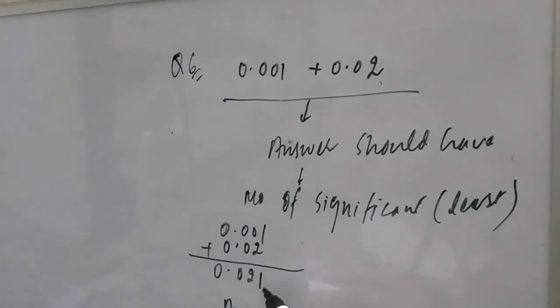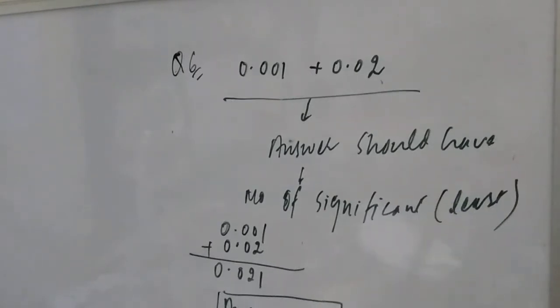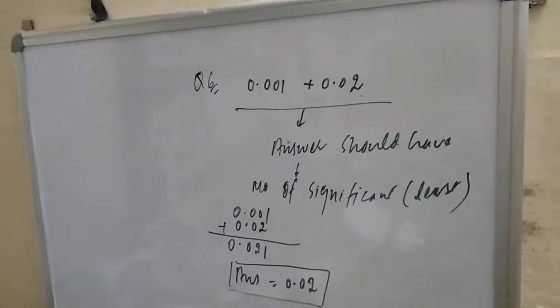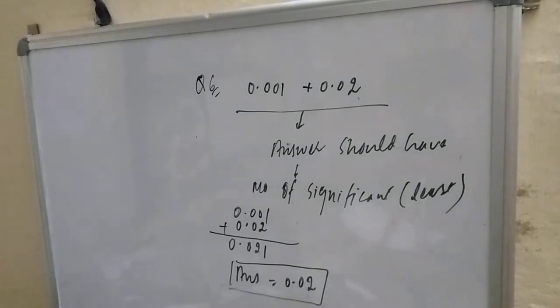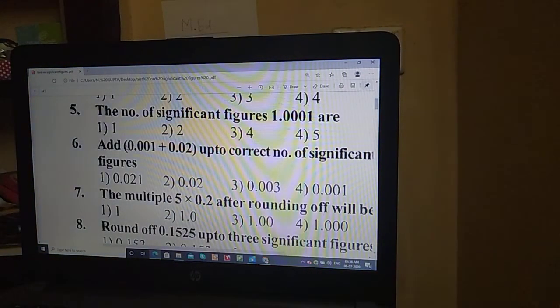We cannot put the one student, because the additive number has only one significant figure. So the answer should also have only one significant figure. That we have to keep in mind. So in 0.02 the number of significant figures is 1. So the correct option, if you check for question number 6 on the board, student, is 0.02, option number 2.